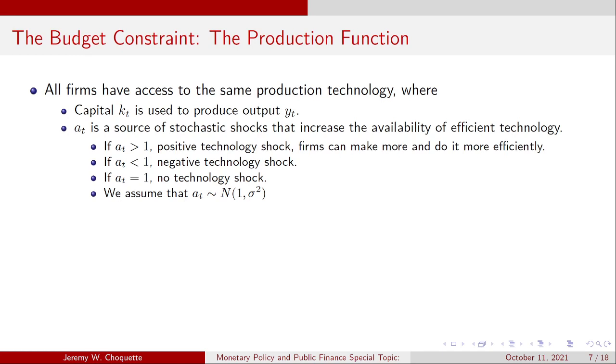Now, the mean of one means it's centered at one, the peak is at one, it's a symmetric distribution. So basically, every single period, chances are A sub T is going to be equal to one. It will be equal to one more than it's equal to anything else.